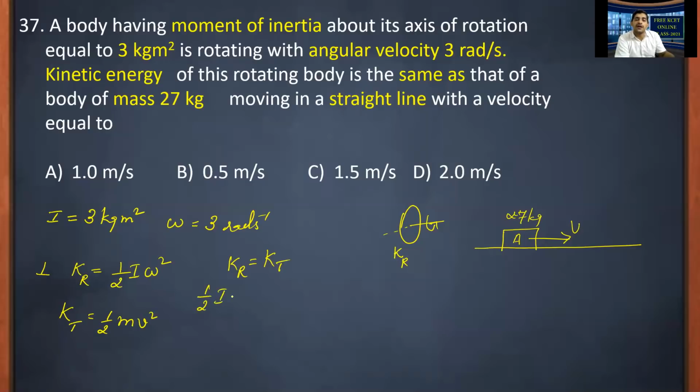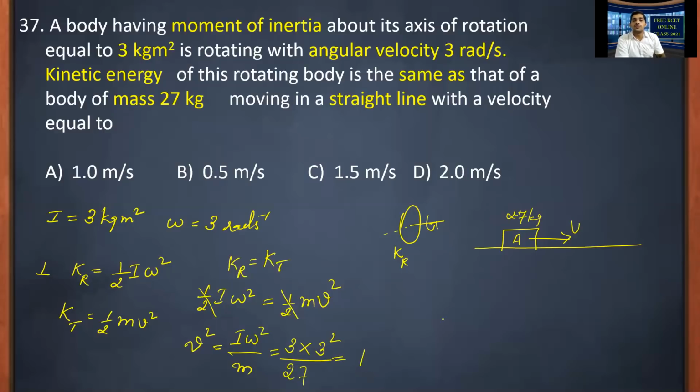So half I omega square is equal to half m v square. So the half cancels. We are asked to find v, so let us take v square. V square is equal to I omega square divided by m. So I is 3, omega is 3, so 3 into 3 square divided by mass 27, that is equal to 1. Therefore V is equal to 1 meter per second. So V square comes to be 1 and V comes to be equal to 1. So the answer will be the A1.